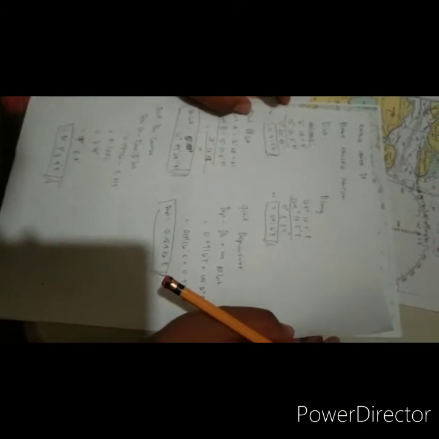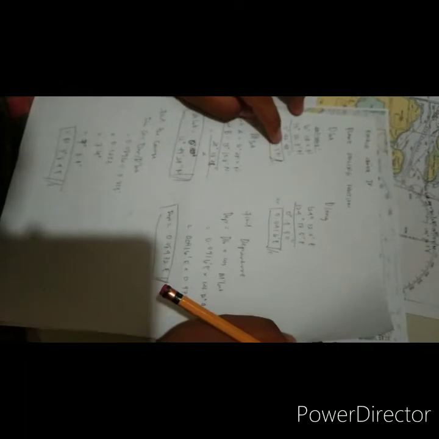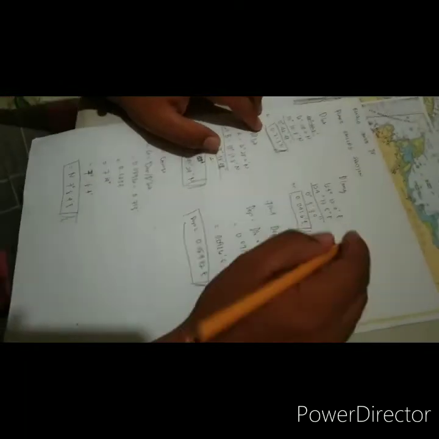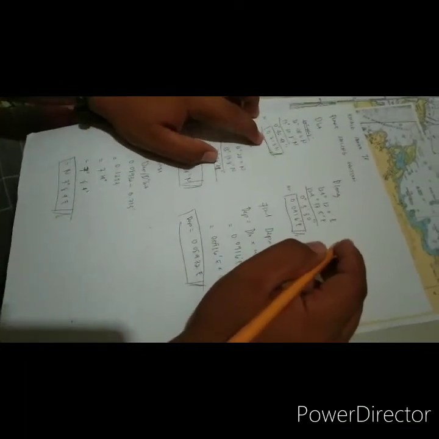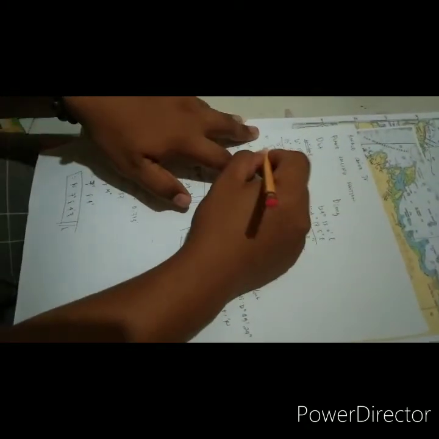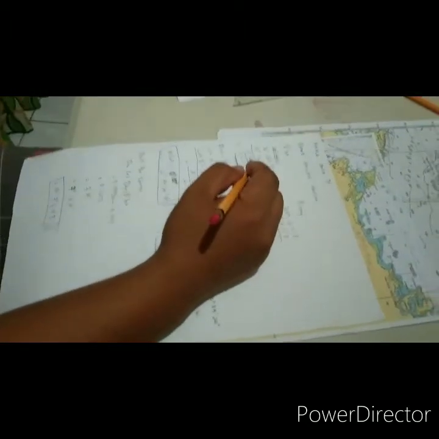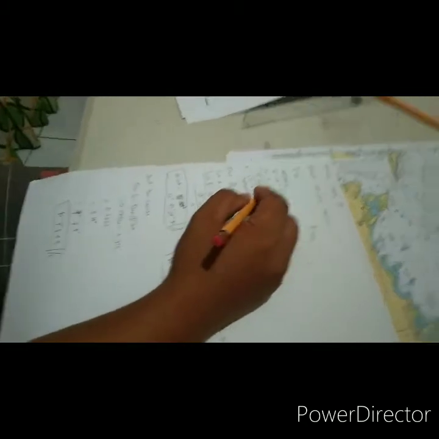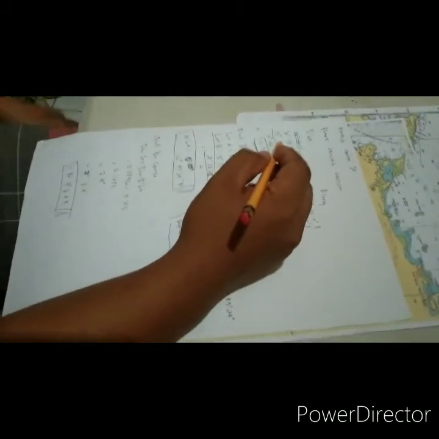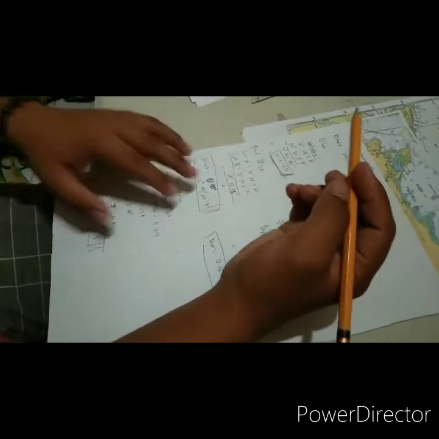Just subtract it, and it equals 0 degrees 42 minutes 48 seconds, or 0.713 minutes north. What we get here is divided by 60, because 1 hour is equal to 60 minutes, or 1 degree is equal to 1 hour, and so on and so forth.